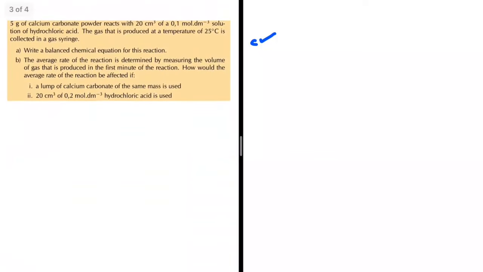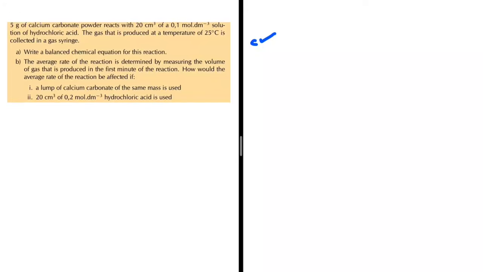Right. So 5 grams of calcium carbonate powder reacts with 20 centimeter cube of a 0.1 mole per decimeter cube solution of hydrochloric acid. The gas that is produced at a temperature of 25 degrees Celsius is collected in a gas syringe that is set up to measure the rate of reaction. And then the first question, write a balanced chemical equation for this reaction. So let's go ahead and do that.